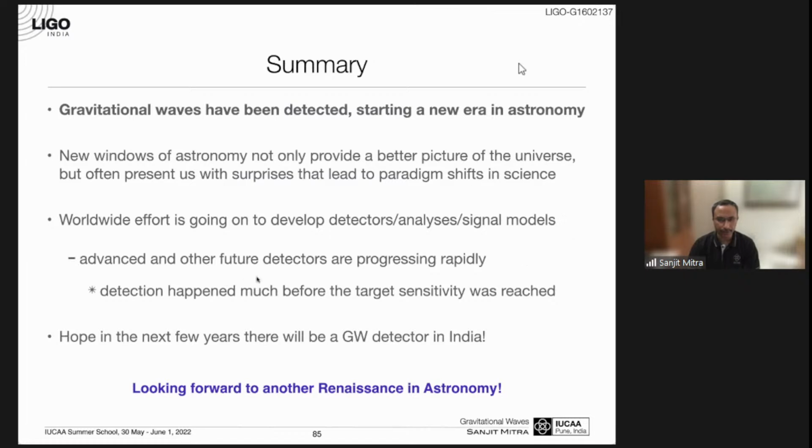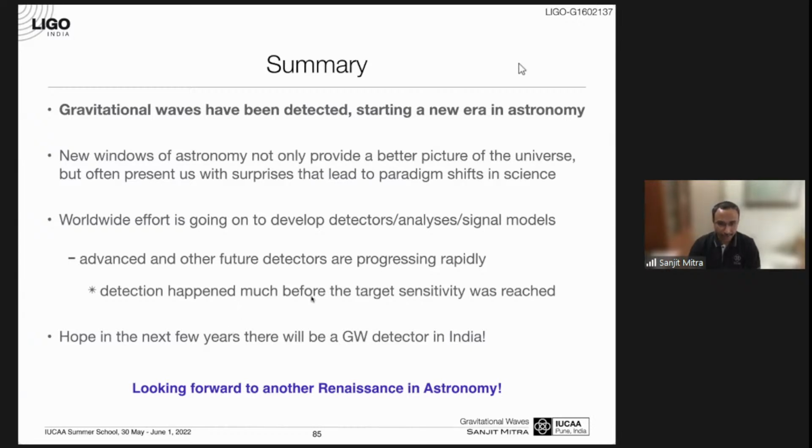So this is one of the major things going on in India. Earlier, the presence of numerical relativity was less in India, hardly there. But now there are significant numerical relativity activities going on. Now, advanced and other future generation detectors, that is the third generation detectors, are progressing rapidly. Of course, they are not fully funded, but there is a lot of research going on.